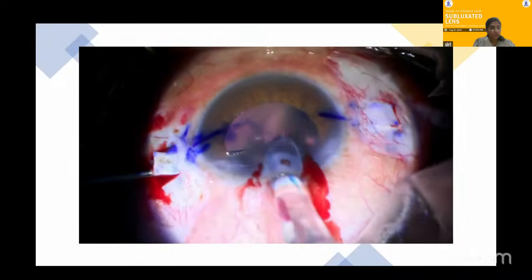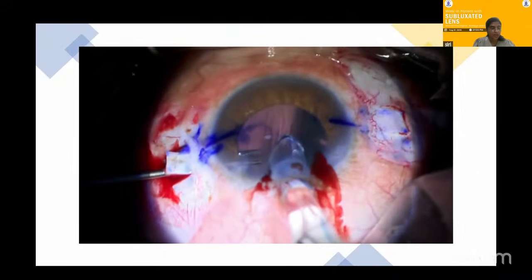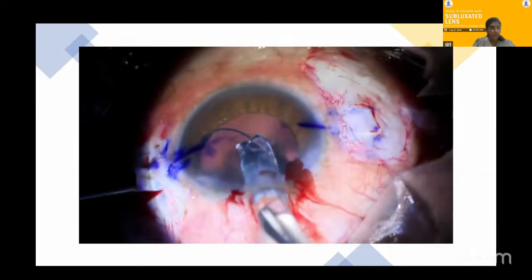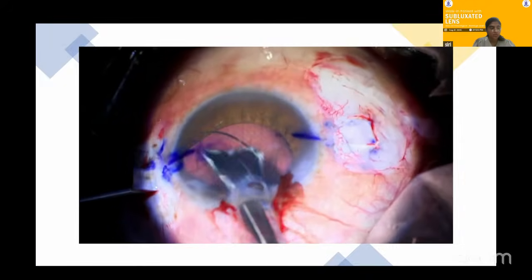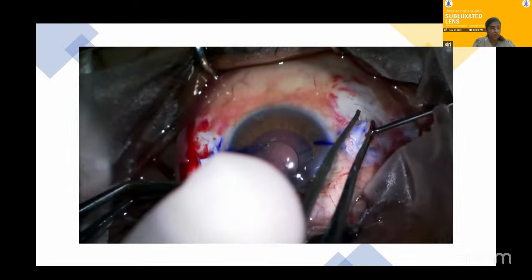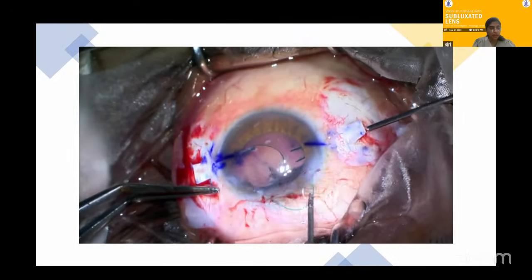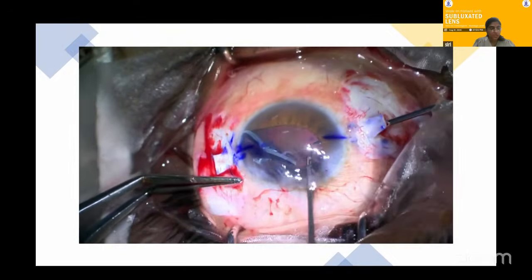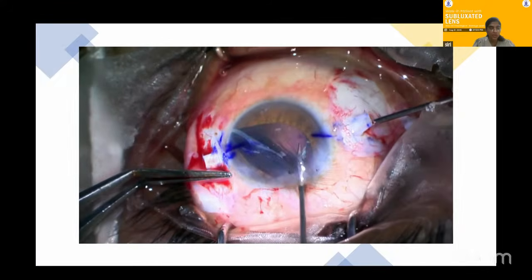A foldable 3-piece intraocular lens was injected into the anterior chamber. During the injection, the leading haptic was grasped using 23 gauge MaxGrip forceps through the nasal sclerotomy and externalized. The trailing haptic was subsequently externalized through the temporal sclerotomy using the handshake technique.